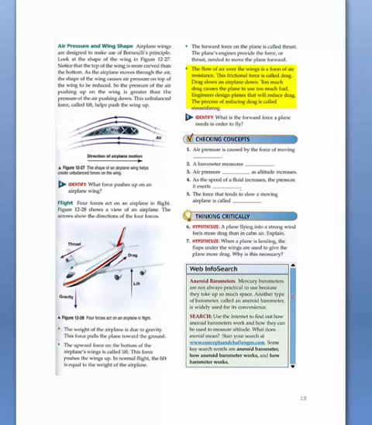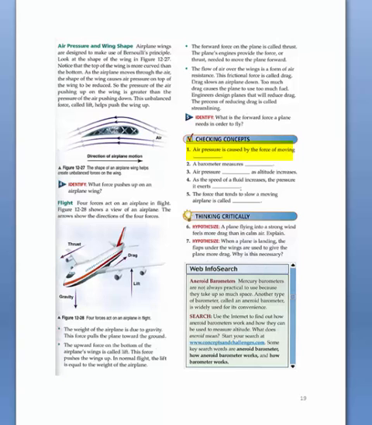The flow of air over the wings is a form of air resistance. This frictional force is called drag. Drag slows the airplane down. Too much drag causes the plane to use too much fuel. Engineers design planes that will reduce drag. The process of reducing drag is called streamlining. 5. Identify. What is the forward force a plane needs in order to fly?